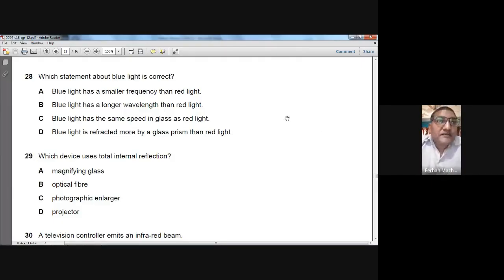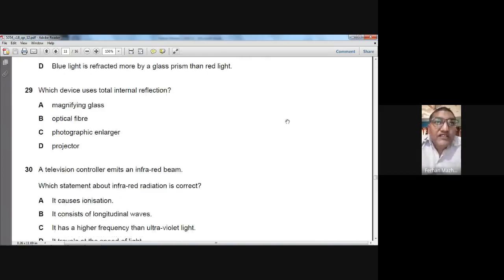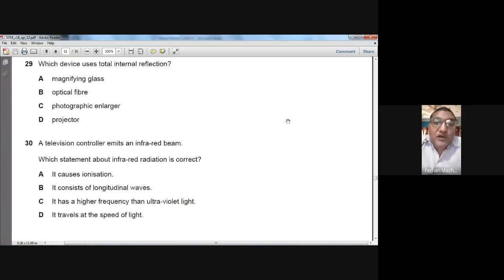Question number 29. Which device uses total internal reflection, optical fiber? Famous example. Which device uses the total internal reflection, optical fiber? B is the answer. Question number 29, B is the option.